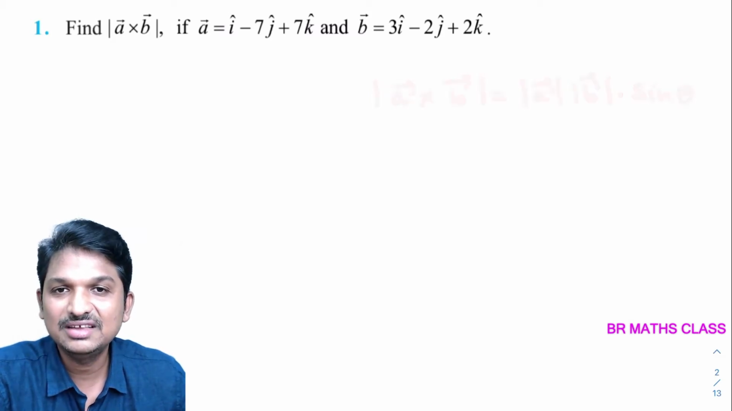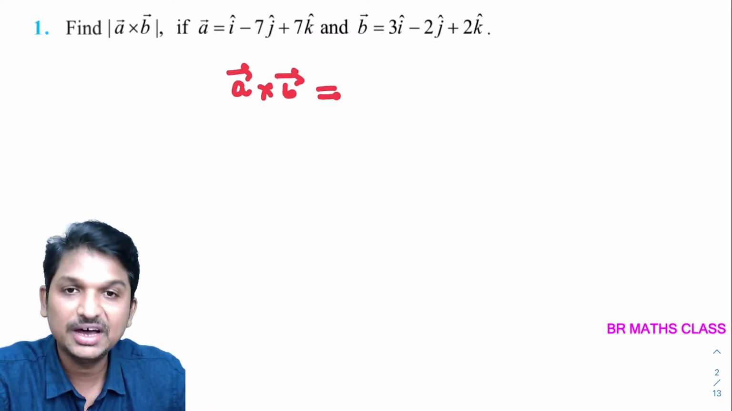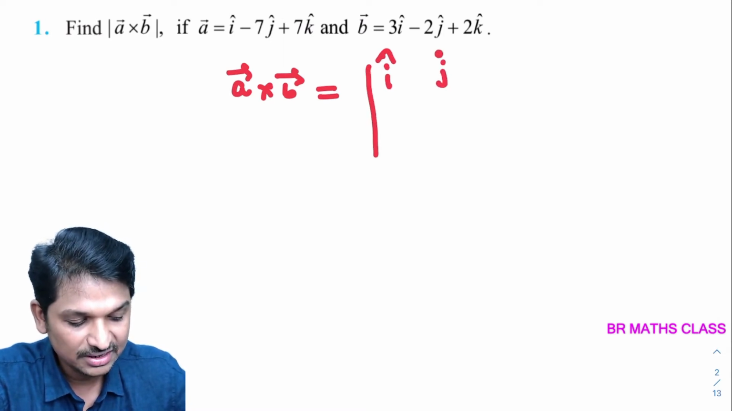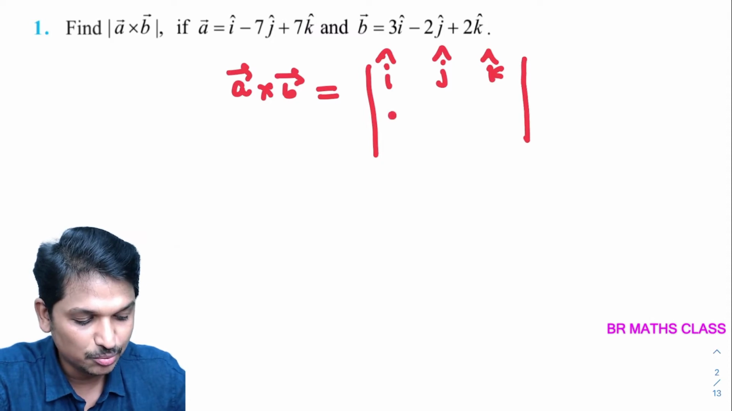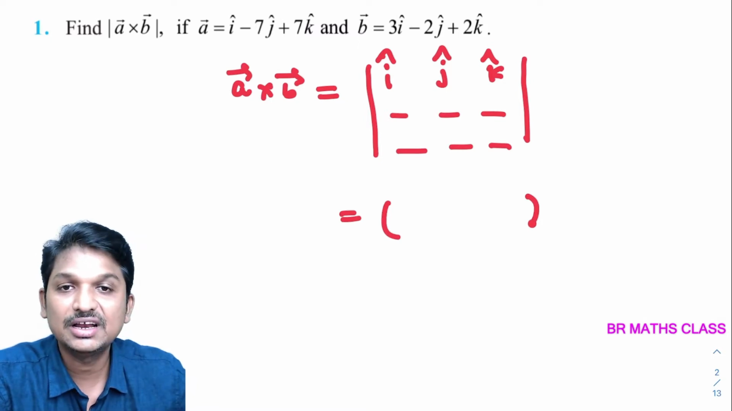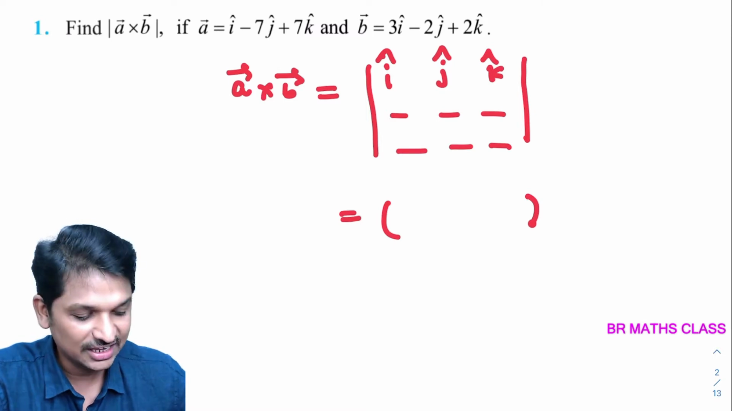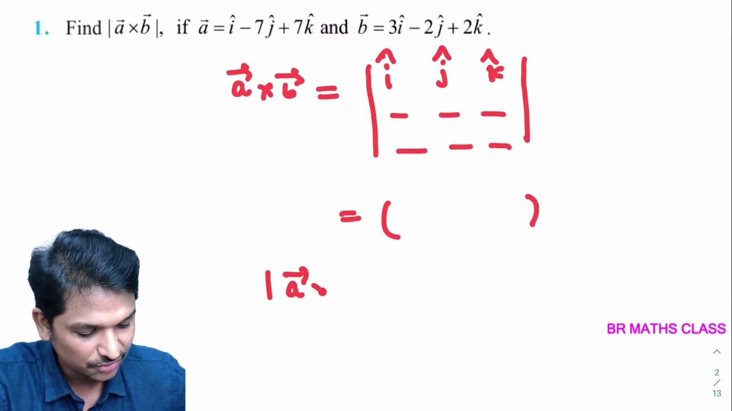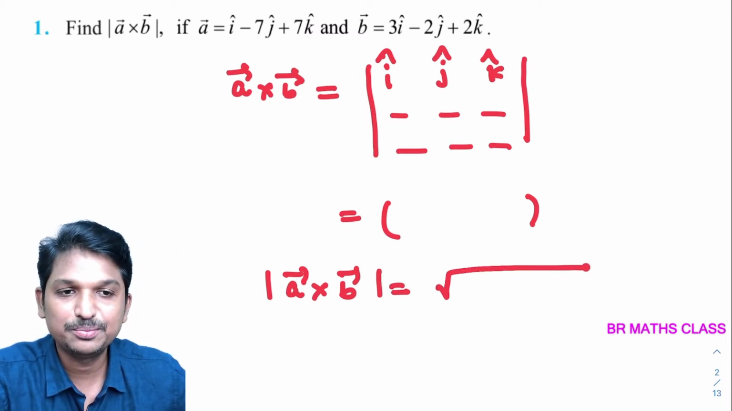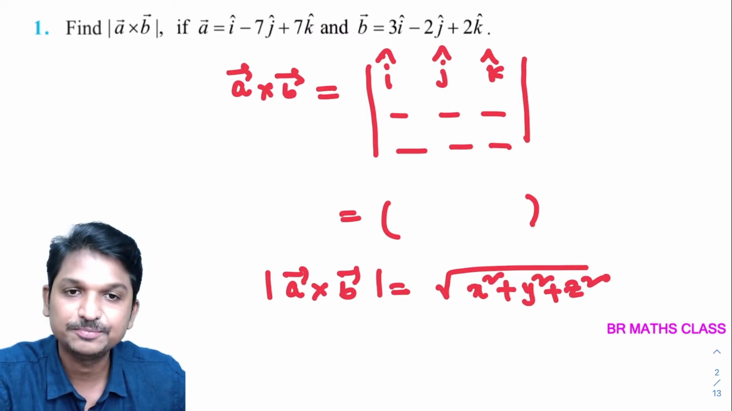So the best method is I'll calculate a bar cross b bar first. When they give vectors a bar and b bar, how to calculate a bar cross b bar? Determinant of i cap, j cap, k cap, a bar scalar components, b bar scalar components. Then I'll get a vector a bar cross b bar, right? After calculating a bar cross b bar, I can calculate its magnitude, because you know that formula: if a bar equals x i cap plus y j cap plus z k cap, then the magnitude of that vector is root over x square plus y square plus z square.